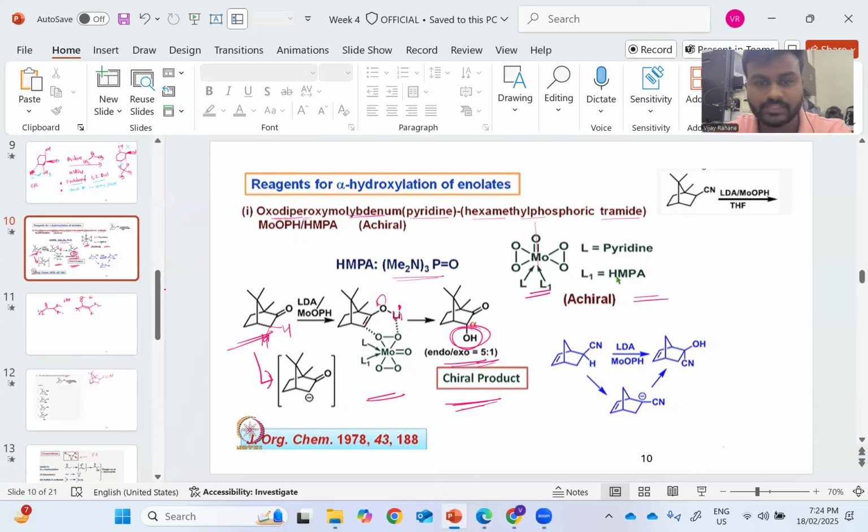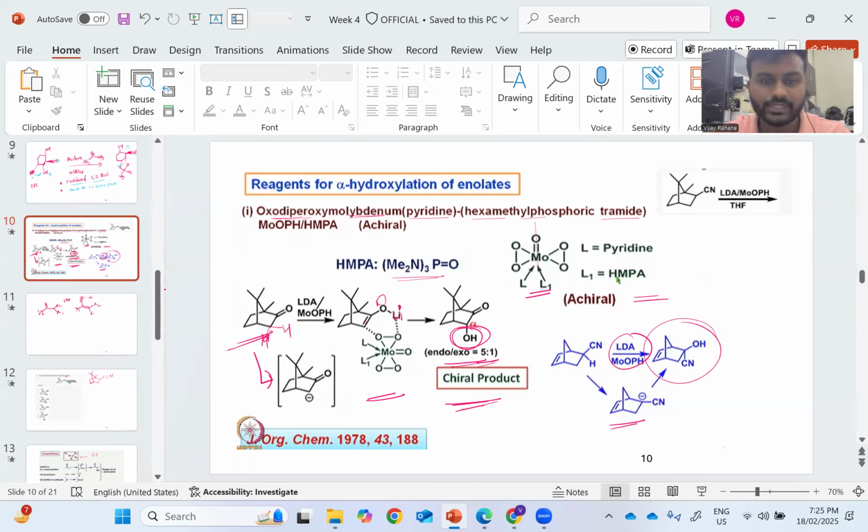So this occurs when we use the ketone, but when you use the cyano compound, what happens? With a similar reagent, LDA with the molybdenum catalyst, MoOPH, we get the enolate followed by alcohol formation, which will be the exo one. So this is the difference.